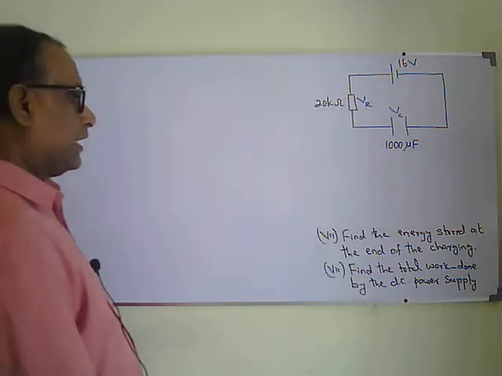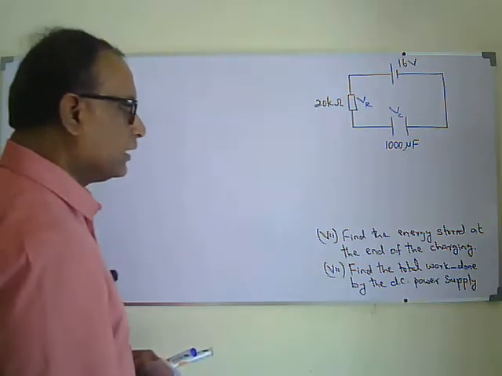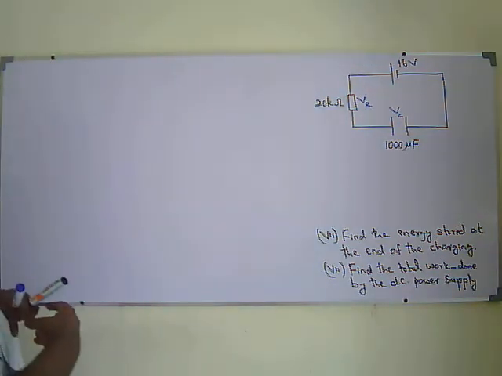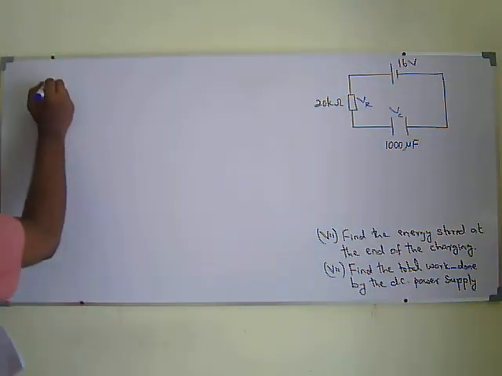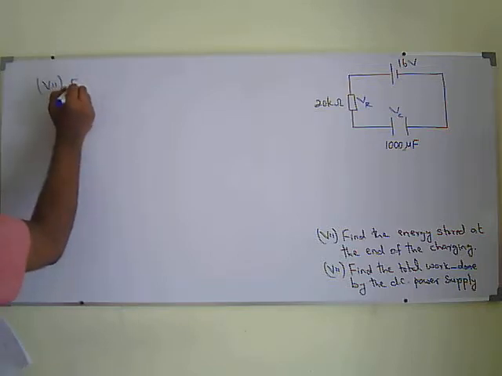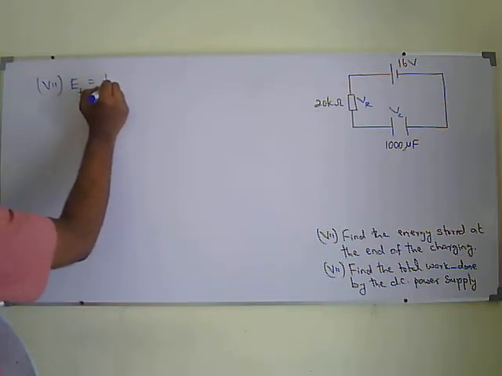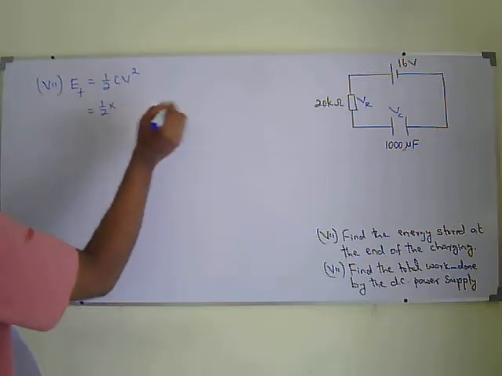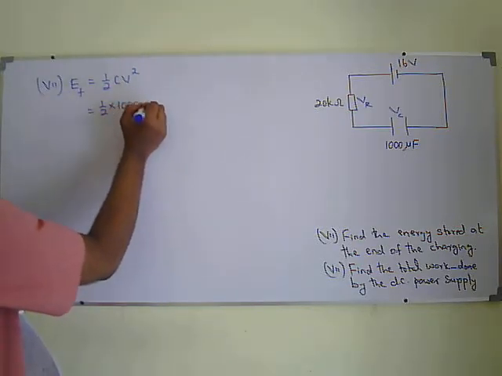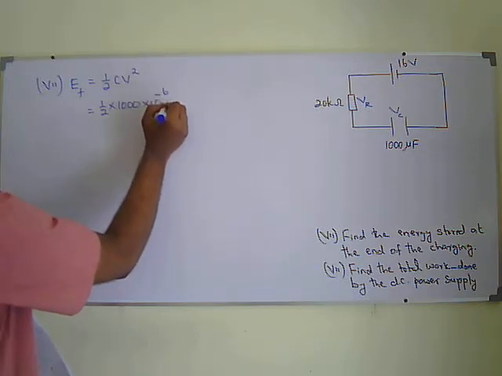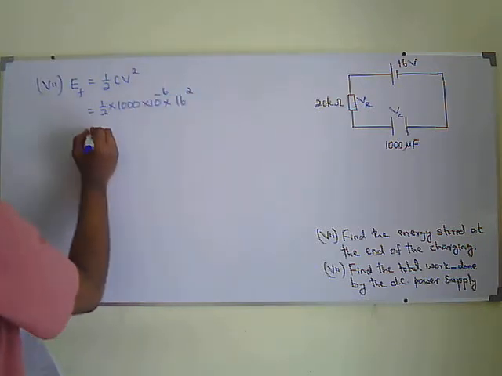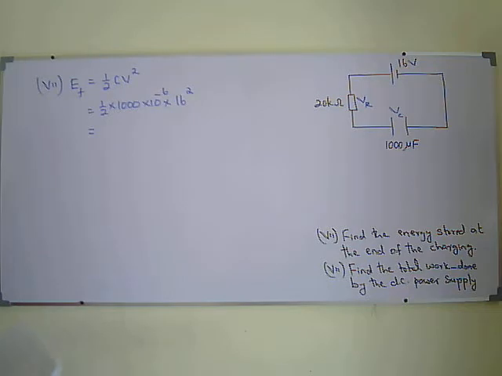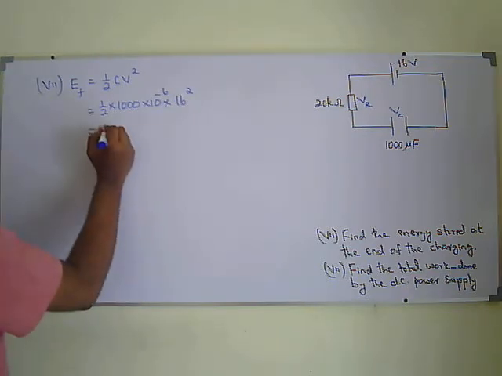Okay, so next part, find the energy stored at the end of the charging process in the capacitor. I can say that is the final energy, which will be half CV squared. The capacitance is 1000 microfarad, so 1000 into 10 to the power minus 6 into 16 squared. So that will be 0.128 joules.